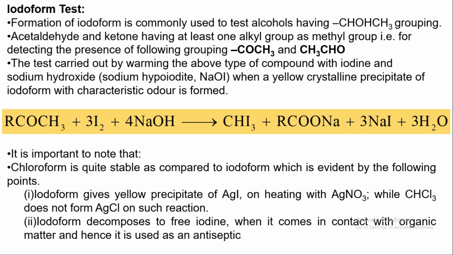Now what is this test? We add iodine in presence of NaOH, and we will get iodoform. This iodoform is yellowish in color, or sometimes it gives a yellow precipitate. So this is one type of oxidation process, right? On heating we will get a yellow precipitate, while chloroform does not give this type of precipitate. So this is a specific test for 2-ol, 2-one, ethanol and ethanal. So this is another test.